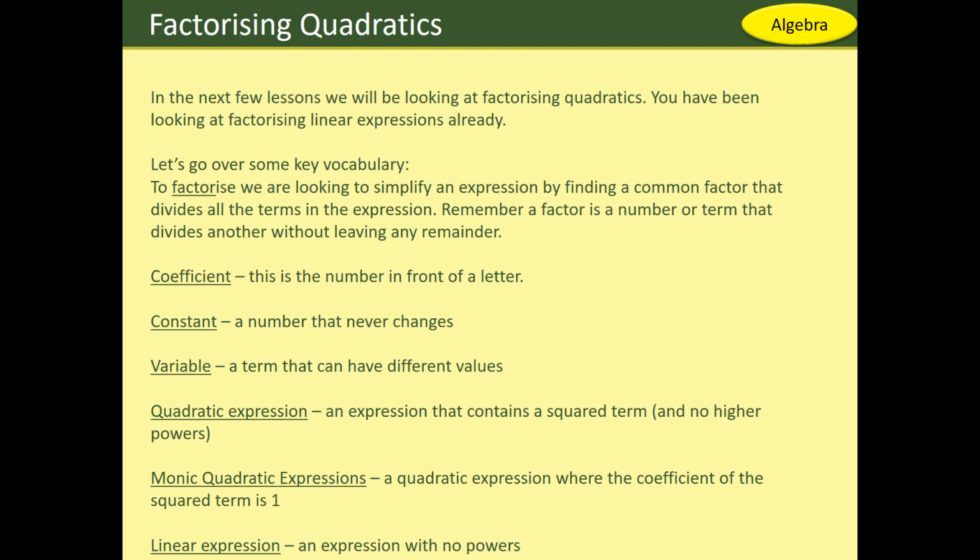We're going to have constants. They're numbers that never change, so they are just numbers by themselves. So 3 would be a constant, 8 would be a constant, -2, 7.5, -0.5. They're all constants. And then the partner to that is variable. And a variable is a term that can have different values. And in maths, we use letters to represent variables. So a is a variable, or b squared is a variable.